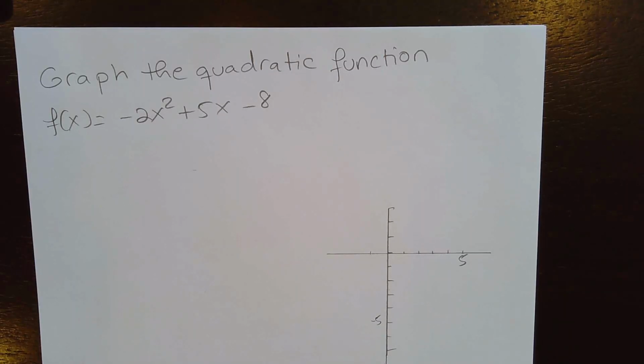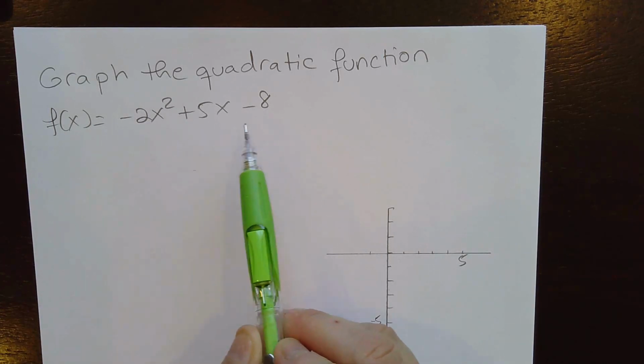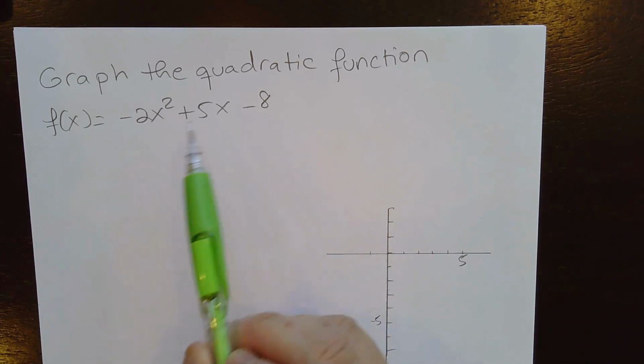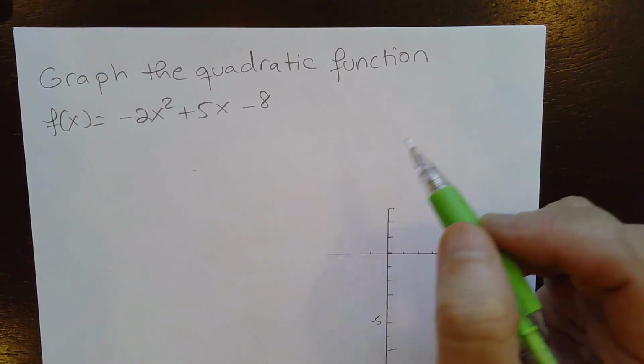Hello everybody, today we're going to graph the quadratic function f of x equals negative 2x squared plus 5x minus 8. The graph of this function is a parabola. The first thing we'd like to know is whether the graph opens upward or downward.